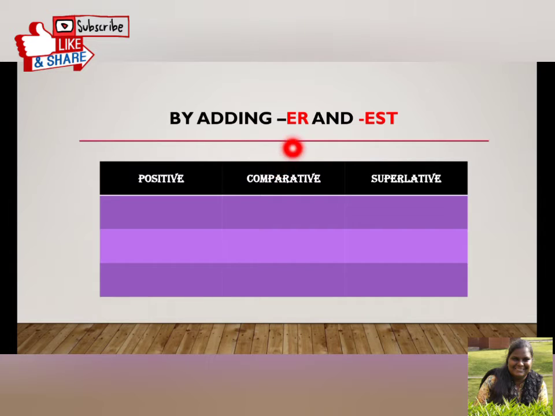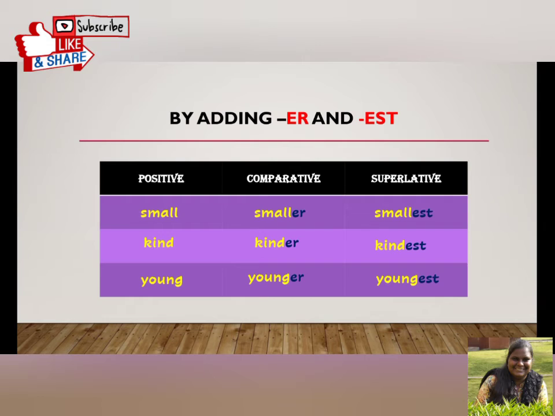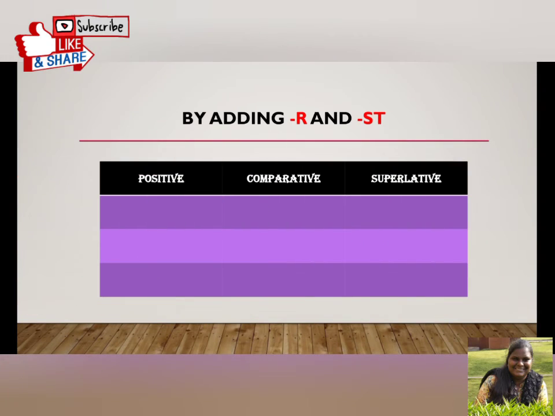The first rule is by adding ER and EST. ER to the comparative degree, EST to the superlative degree. So small becomes smaller and smallest. In the same manner, kind becomes kinder, kindest. And the last one, young becomes younger and youngest. There are many more examples.